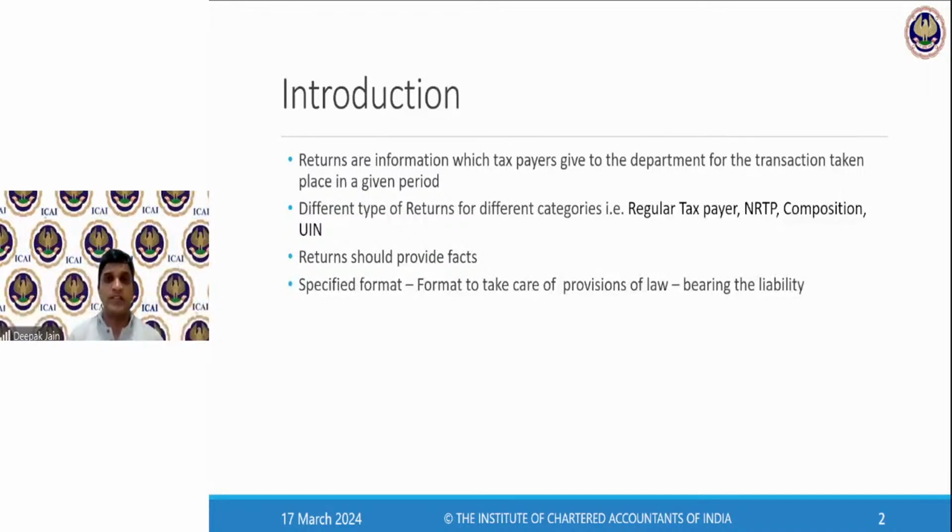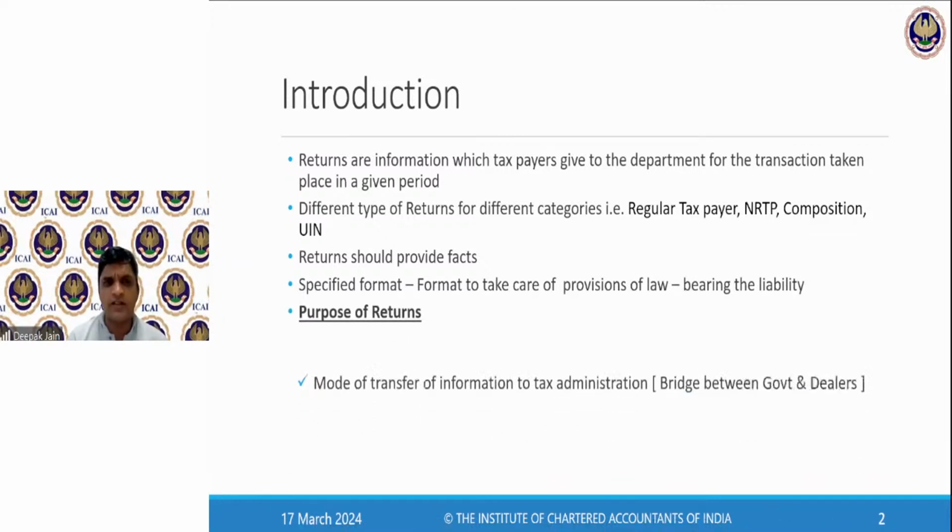Returns are there in a specified format, and you have to provide the information in this specified format. The format is designed in such a way that it will take care of the provisions of law bearing the liability. It will consider whatever liability you have to pay: all your outward supply will be reported, all your reverse charge on which you pay output tax will be reported, all your input tax credit which you can claim will get reported, and the net liability will appear in the returns. So all of these separate places are available in the returns where you should report this.